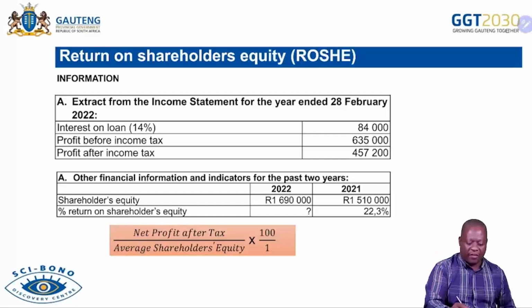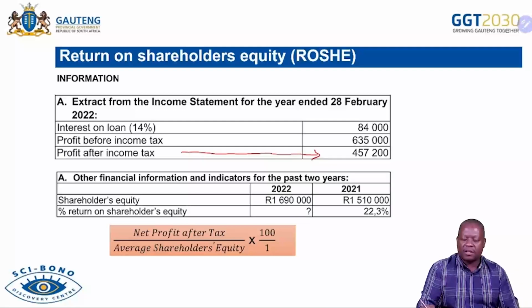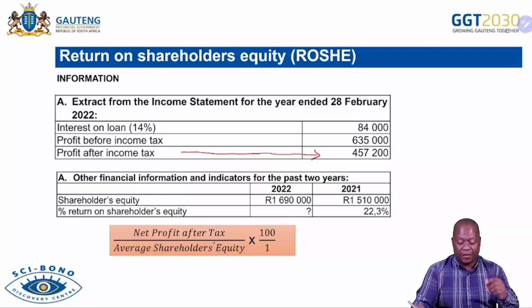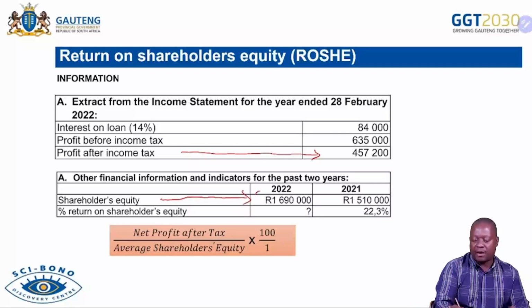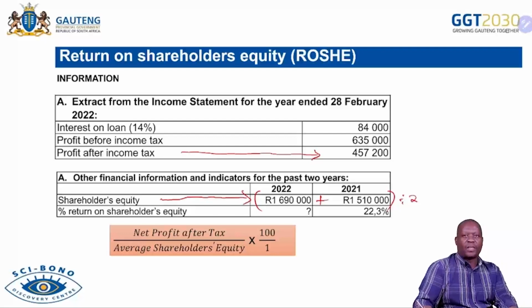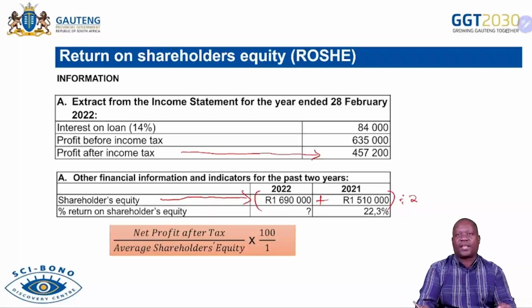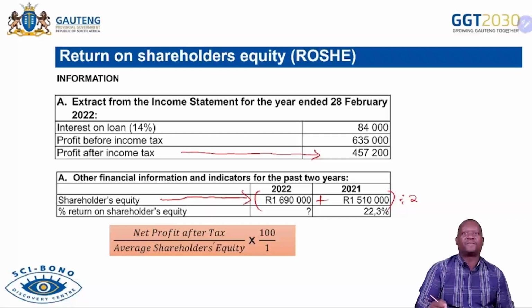So what are we having here? Net profit after tax. Is it given? Yes, I think I can see it. There it is. So we are given that one. And then we also need what? Average shareholders' equity. But this is going to be when we add these two figures together and divide by 2. So the minute you get to average shareholders' equity, remember we have those two figures that need to be added together and divided by 2.